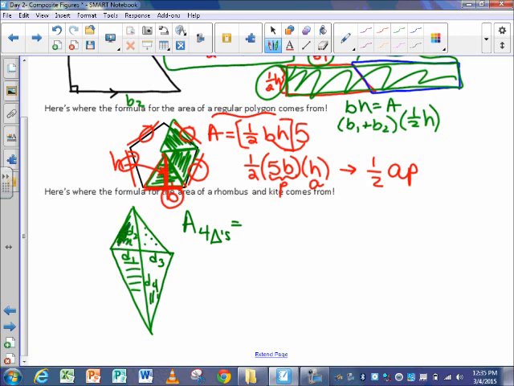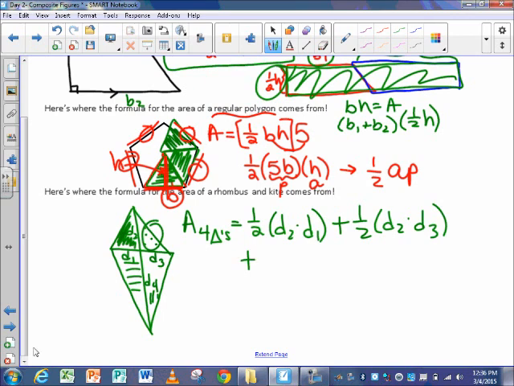So let's say I find the area of all 4 triangles. Well, this one right here on the left would have an area of 1/2 D2 times D1. And then this guy on the right would have 1/2 D2 times D3. And then the 2 on the bottom would be 1/2 D1 times D4, and 1/2 D3, this guy, times D4.